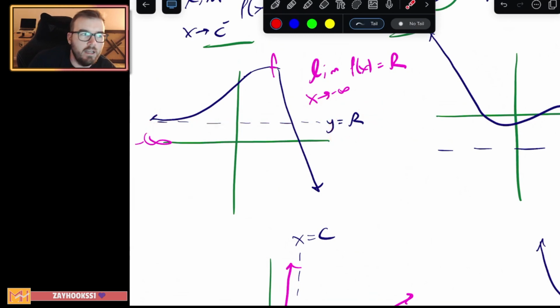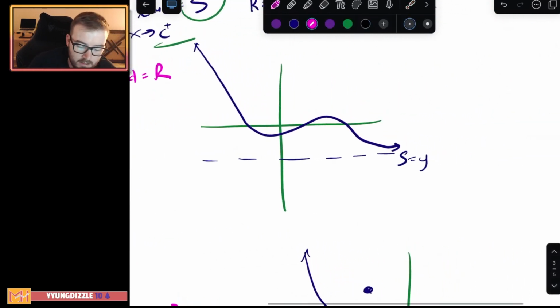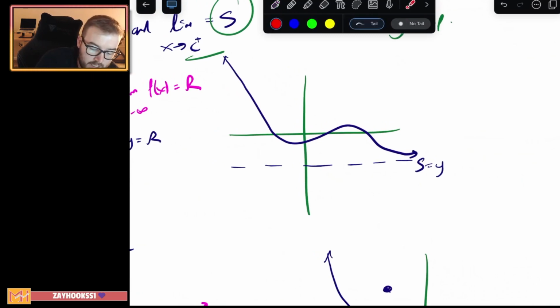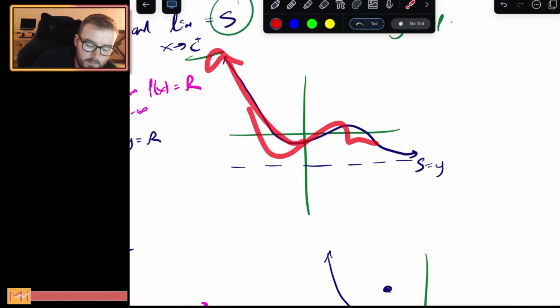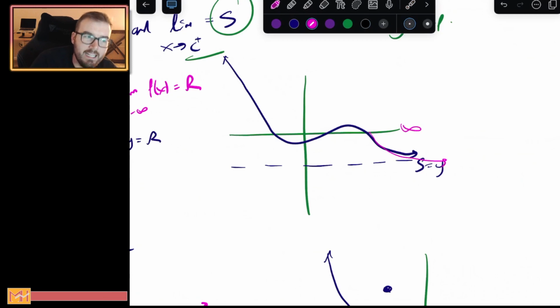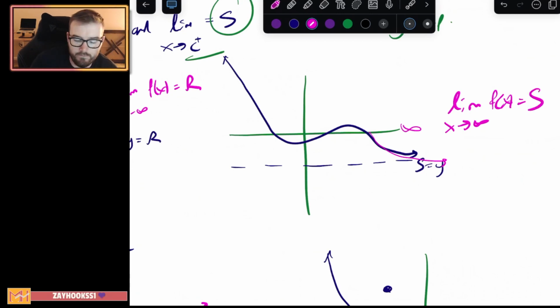And I'm using r as a generic thing, right? It could be 2, 3, 4, 5,000. It can be anything, right? It's just as we're going left to infinity, we're approaching a specific value. And similarly here, I'm doing all kinds of weirdness, right? I'm shooting up over here, wiggling in the middle, but by the time we get to positive infinity over here on the right, we're starting to bottom out at a specific y value. So as we go to infinity, we're approaching s. Okay?